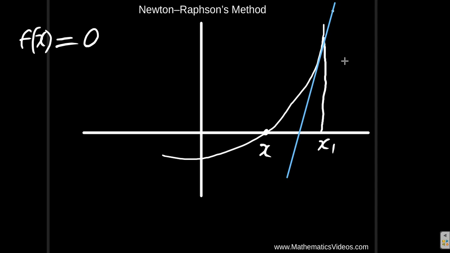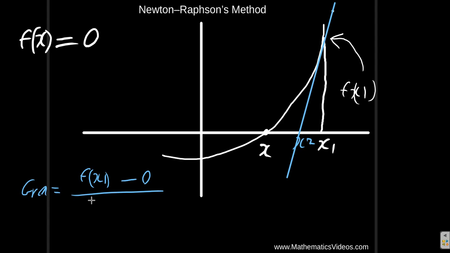What we have is f of x1 being right here. And let's say at this point we have the tangent line crossing the x-axis at x2. Then the gradient of the tangent is equal to the rise, f of x1 minus 0, divided by the run, which is x1 minus x2. Alright?